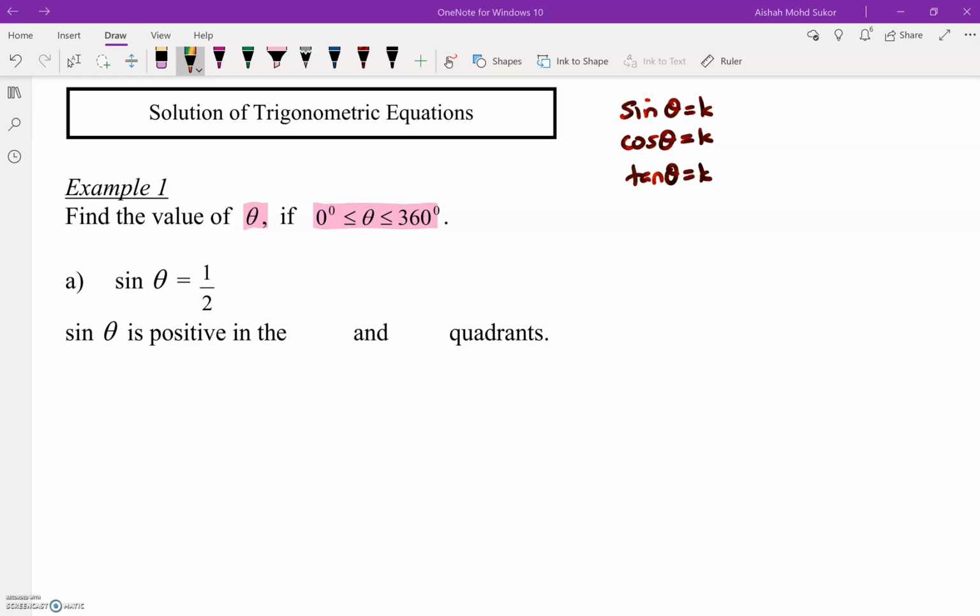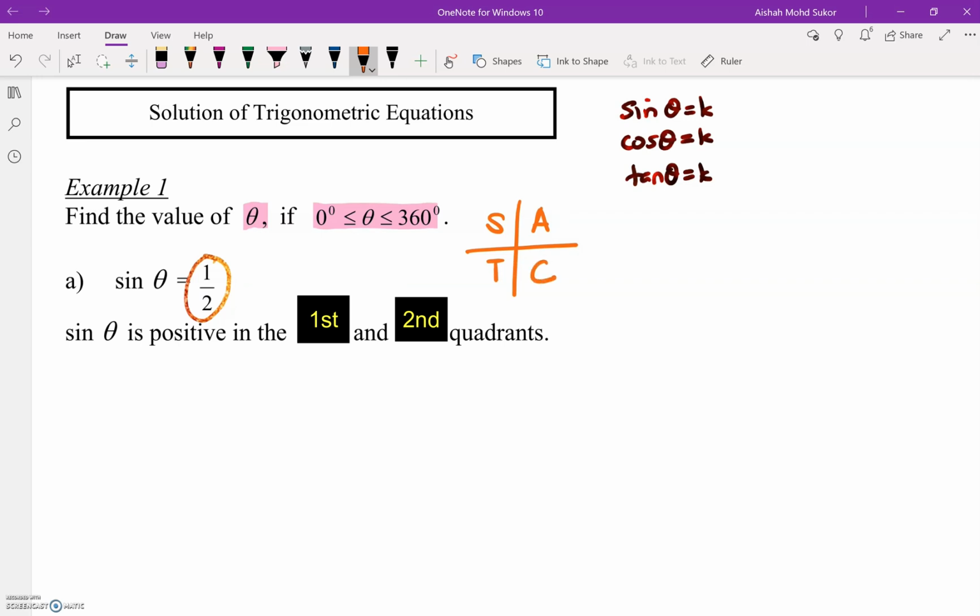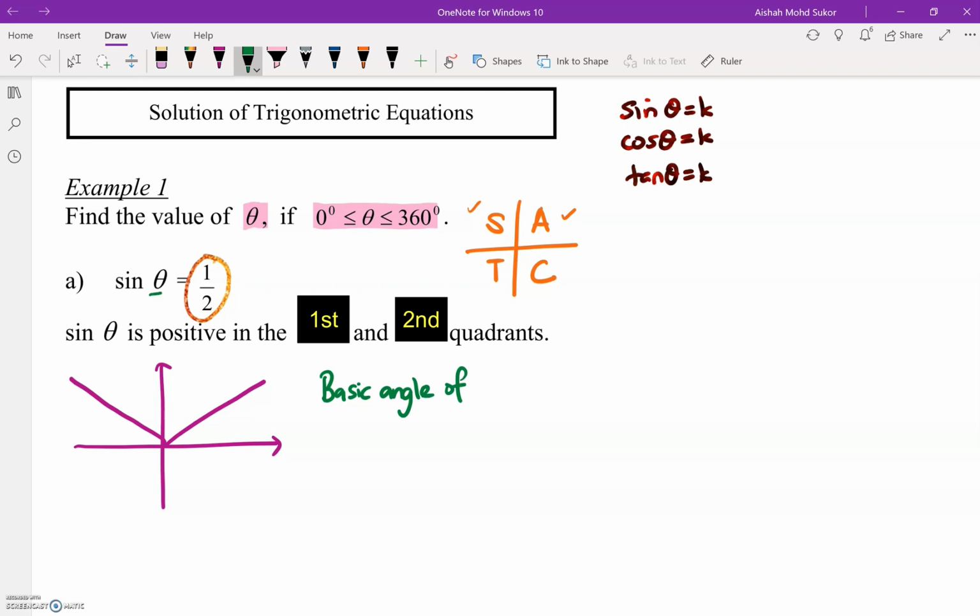So the first step is to find the quadrant. Now 1 over 2 is a positive number. Therefore, sin theta is positive in the first and second quadrants. You can refer to ASTC, add sugar to coffee. So we have the first and second quadrants. The next step is to find the basic angle of theta.